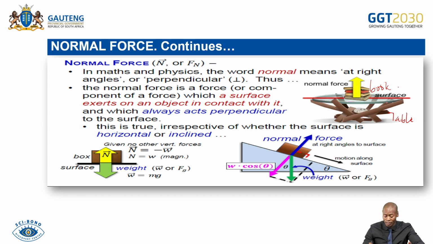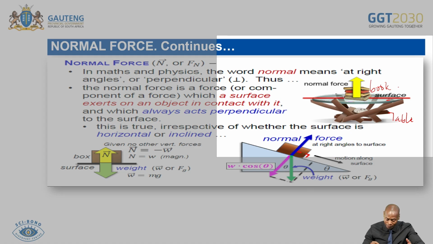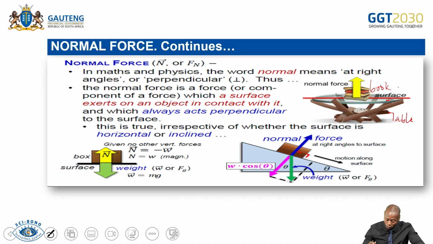If they are in contact, we can talk about contact forces. And one of the contact forces that we are looking at right now is the normal force. The normal force is the force exerted by the surface, which is the table, on the book. This force always acts perpendicular, so we must always draw it perpendicular to the surface. Very, very important. So this is the normal force, the force exerted by the table on the book.